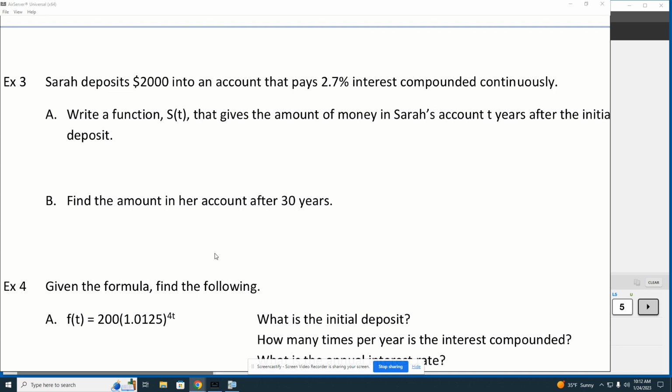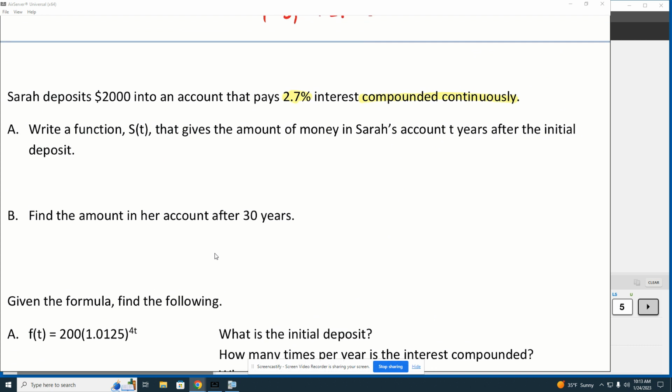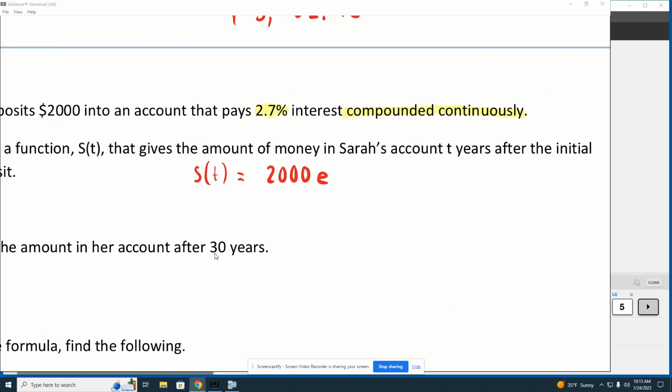So for example, go to number E, or 3. Sarah deposits $2,000 into an account that pays 2.7% interest compounded continuously. What formula do I use? Continuously compounded. P times E to the RT. So here's my formula. It says write a function S of T. Okay, so S of T equals P. What's principal amount? 2,000. Guys, do we plug something into E's spot? No, it's a mathematical constant, E. To the R, how do I write 2.7%?